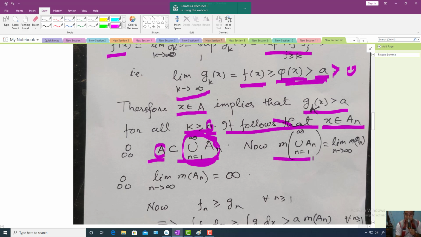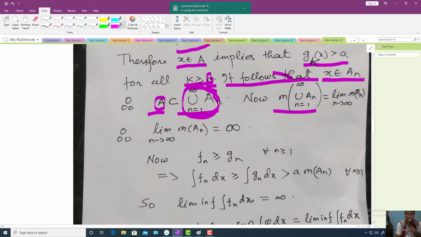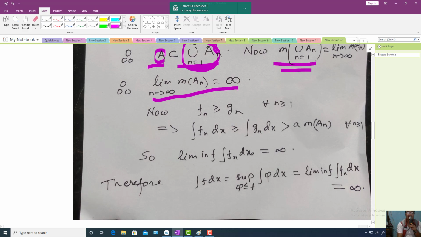But what is the measure of this union? We already did this theorem. This is equal to the limit as n tends to infinity of the measure of A_n, exactly this one. So what does it say? Since this is going to be infinity, the limit as n tends to infinity of the measure of A_n is going to be infinity, right? So you get this one.